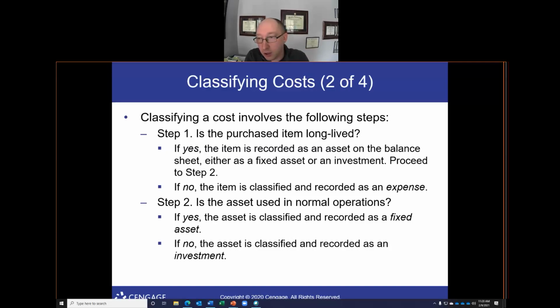Okay, that's long-lived. A personal example would be your house. Your house is a long-lived asset. We expect your house will last for 30 years or more. Your car is a long-lived asset. We expect your car to last 5 years or more.